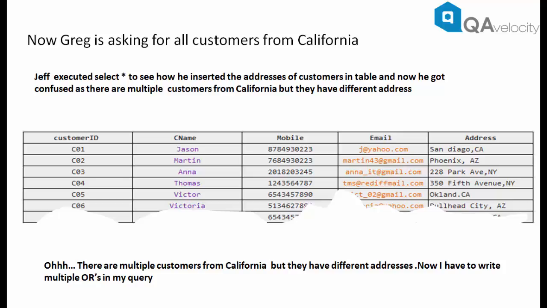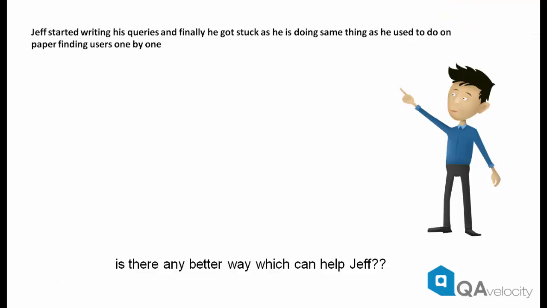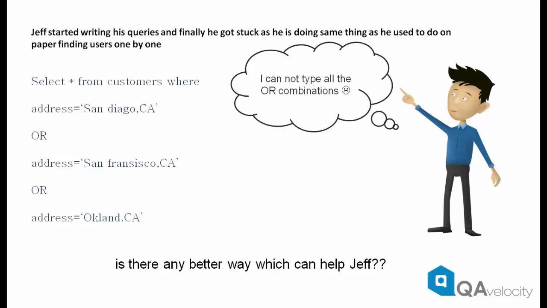Now the only way Jeff has is to write multiple ORs for each of the values related to California. And Jeff started writing queries. Select star from customers where address equal to San Diego, California, or address equal to San Francisco, California, or address equal to Oakland, California. Now he got stuck as he's doing the same thing as he used to do on paper, finding users one by one. So is there any better way which can help Jeff?